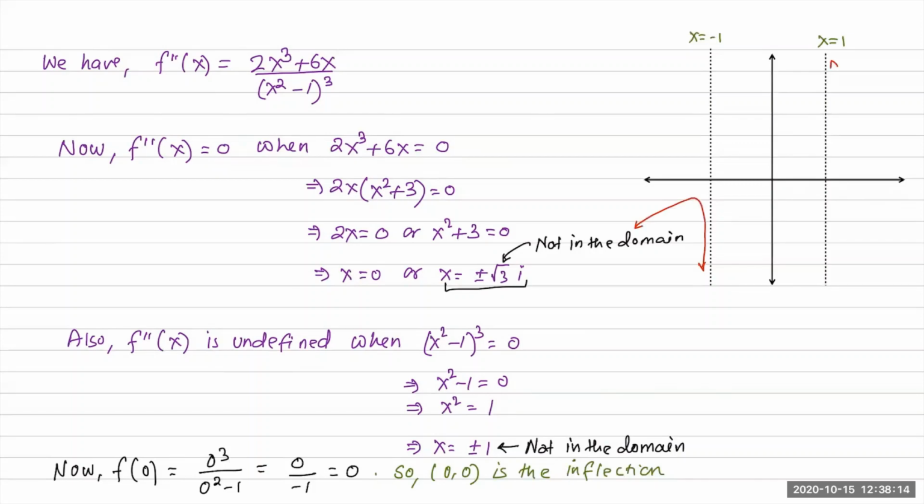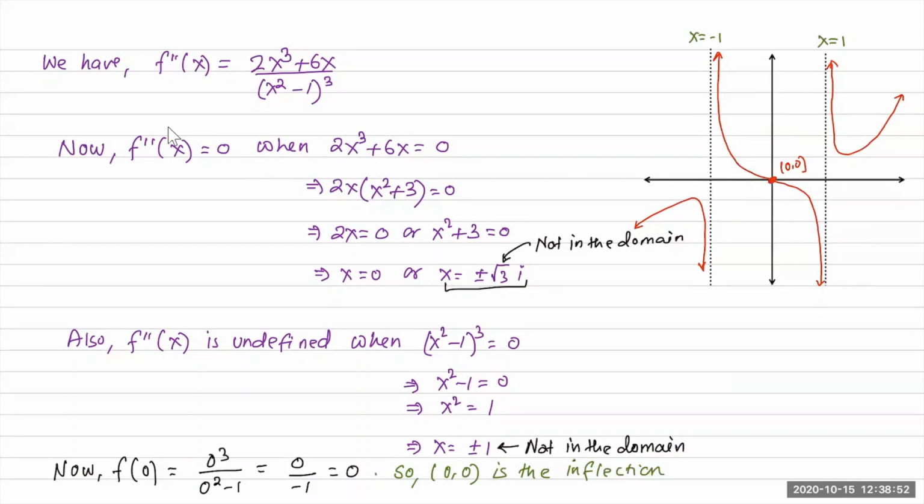Over there and over here, it will be something like that. And here in the middle, your graph is like this, like that. So this is the inflection point that we got, which is 0 comma 0. Meaning of that is, when you go from left to right, you can see that over here, the graph is concave up. If you look at the way the graph is drawn, you can see that it's concave up. And after that point, you can see that the graph is concave down. So that is the inflection point.